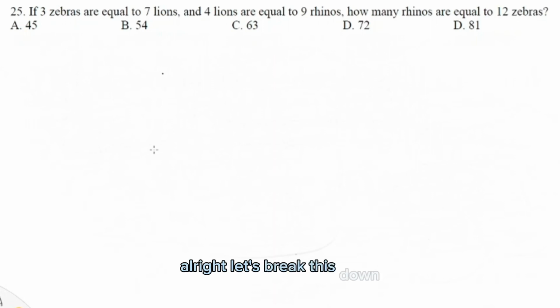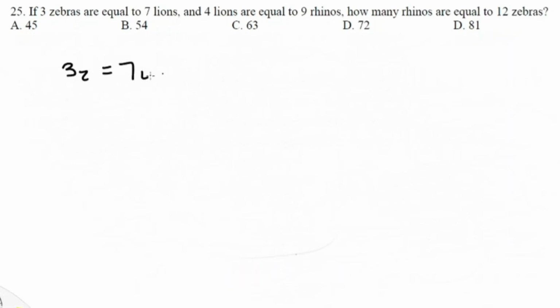Alright, let's break this down. 3 zebras, so let's say Z, is equal to 7 lions. So let's say lions are L. Next, 4 lions, so 4L, is equal to 9 rhinos. So 9R for rhinos. Now they're saying how many rhinos, so we don't know how much, are equal to 12 zebras.